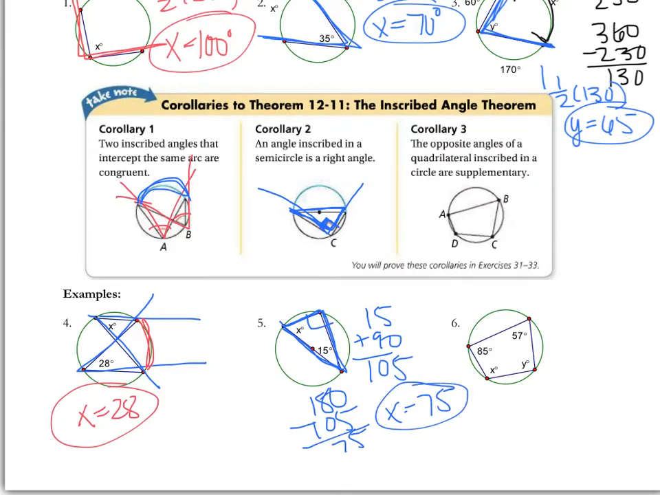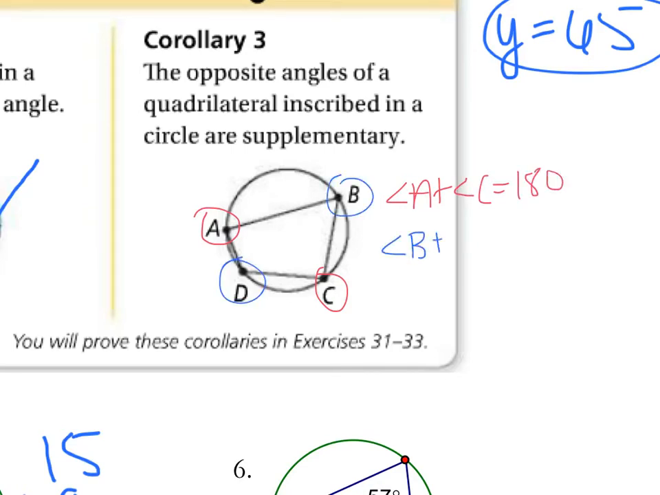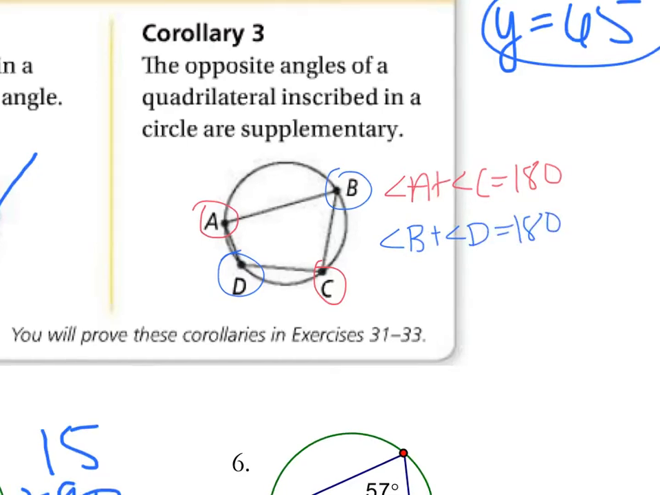And then for number 6, we go to corollary number 3. I'm going to zoom in on this one. It says that the opposite angles of a quadrilateral that's been inscribed in a circle are supplementary. So when it says opposites, that means A and C. A plus C has to be supplementary, which is 180. And then B plus D has to also be 180. So your opposite angles have to be 180 in a quadrilateral.